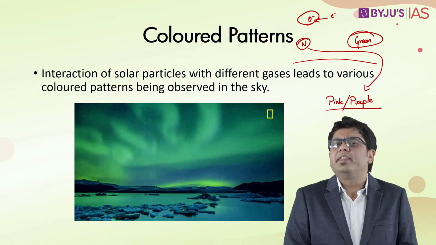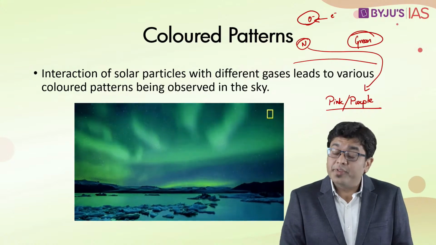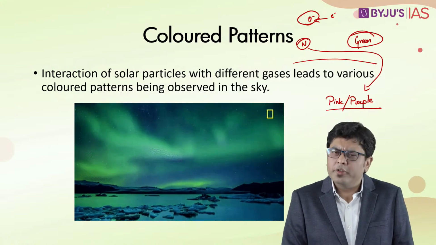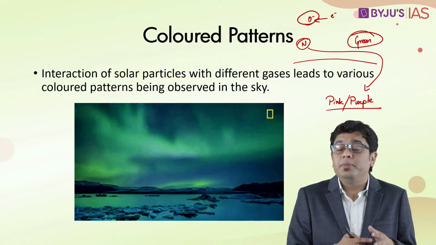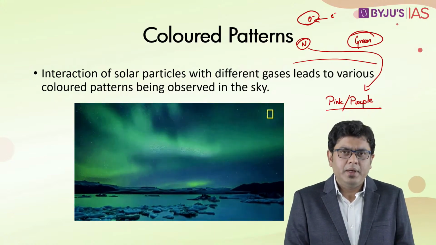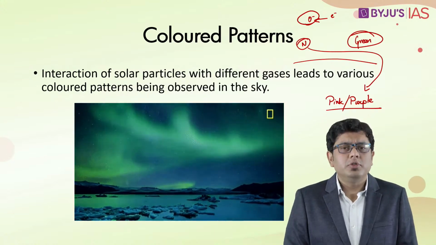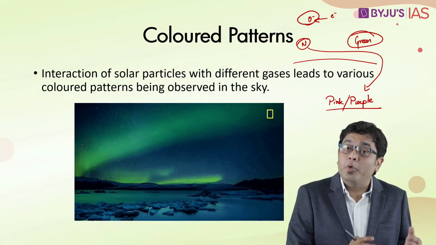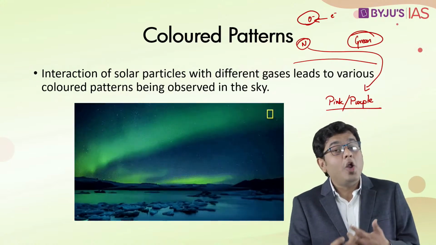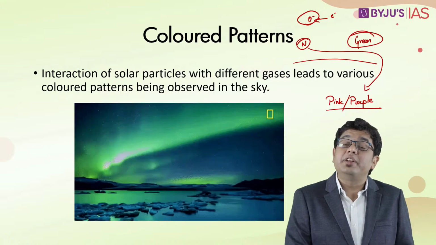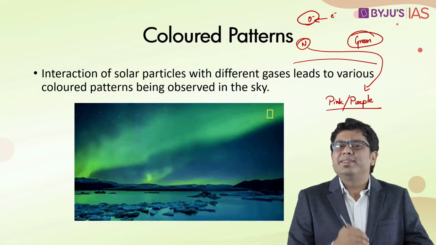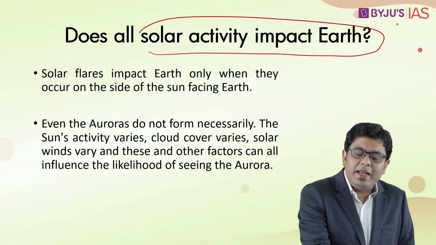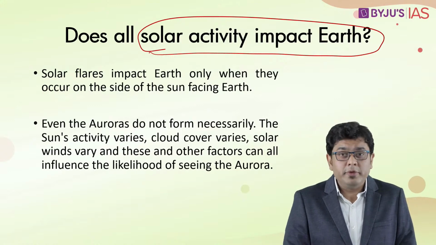Now, this is a very basic concept, but it forms a very important part as far as the prelims examination is concerned, because we can expect questions to be asked from this portion directly. Now, once we have understood what we know by auroras, what it is that we call aurora borealis and aurora australis, along with why it is that we see different coloration of light, let us understand whether all solar activities will impact the Earth's surface or the Earth's atmosphere.